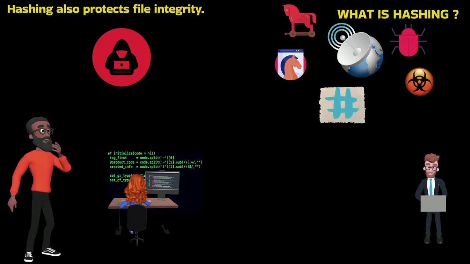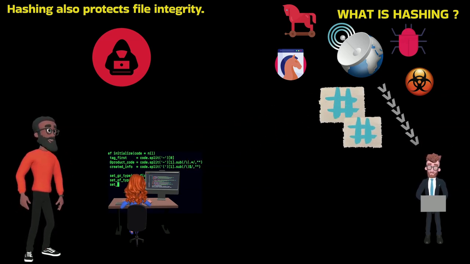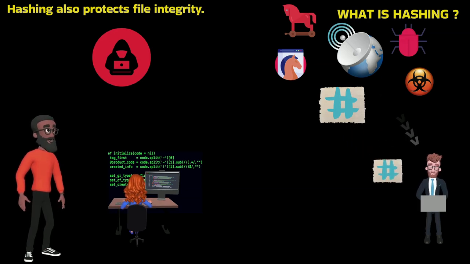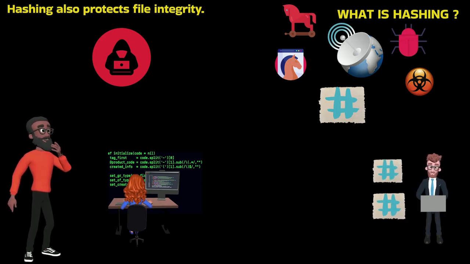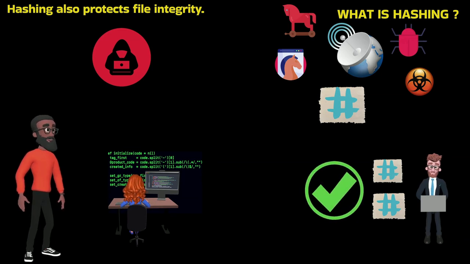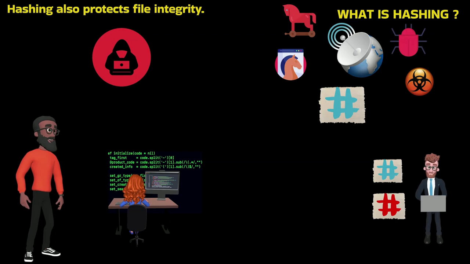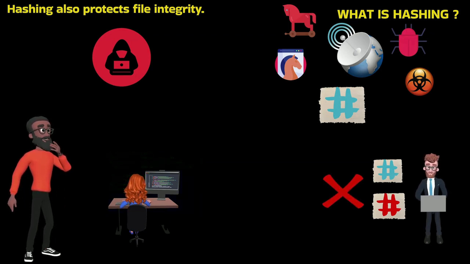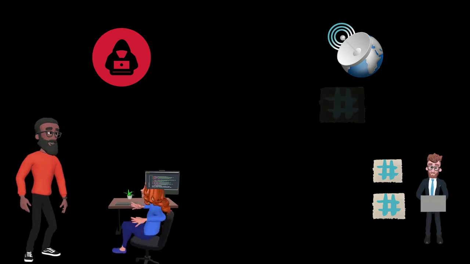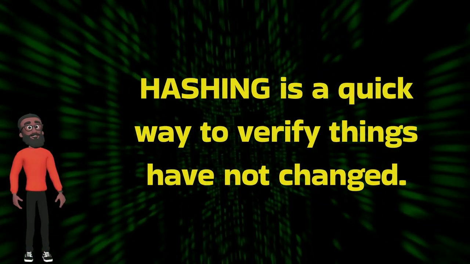So when Ricky buys the software from a third-party vendor, he can compute the hash on his own for that software. If Ricky's hash matches the one that Lucy posted, he knows the file wasn't tampered with. If it's different, then Ricky knows something's wrong, like maybe a hacker slipped in a malicious file altering the original file. Hashing is a quick way to verify things have not changed.